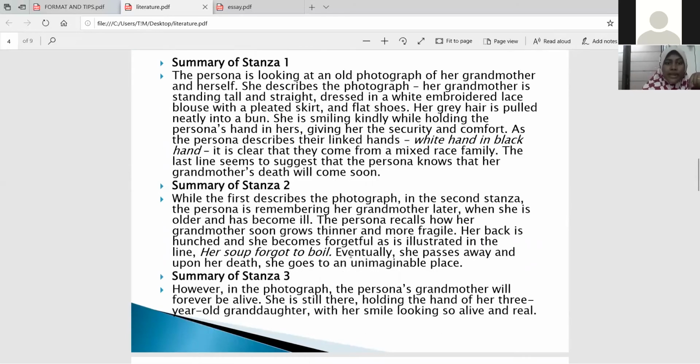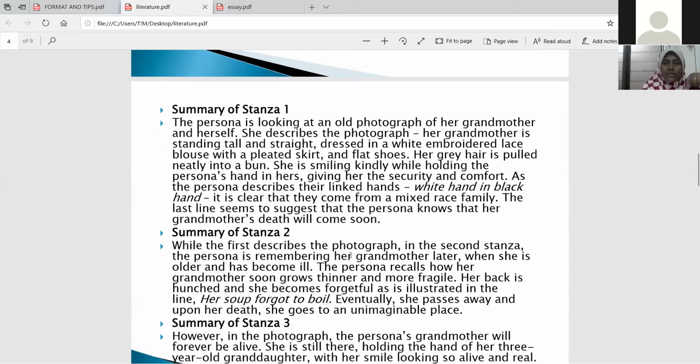Okay, I do have a summary of stanza 1. You can have a look. Maybe I'll read it also. Summary of stanza 1. The persona is looking at an old photograph of her grandmother and herself. She described the photograph.